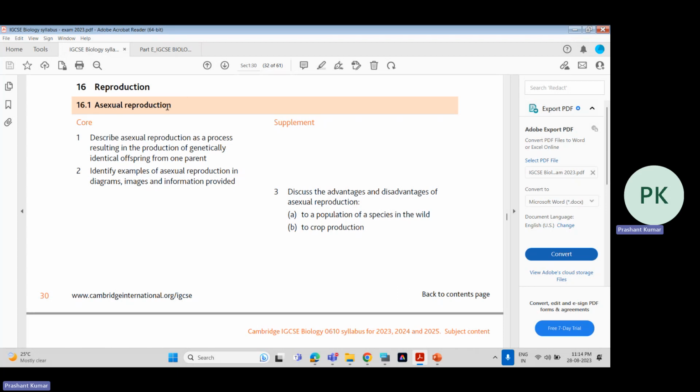First is asexual reproduction, limited to the definition. Then identifying examples where this type of reproduction takes place. Of course, if this process is going on, there will be some advantages and some disadvantages we are going to discuss in terms of population and in terms of crop production.